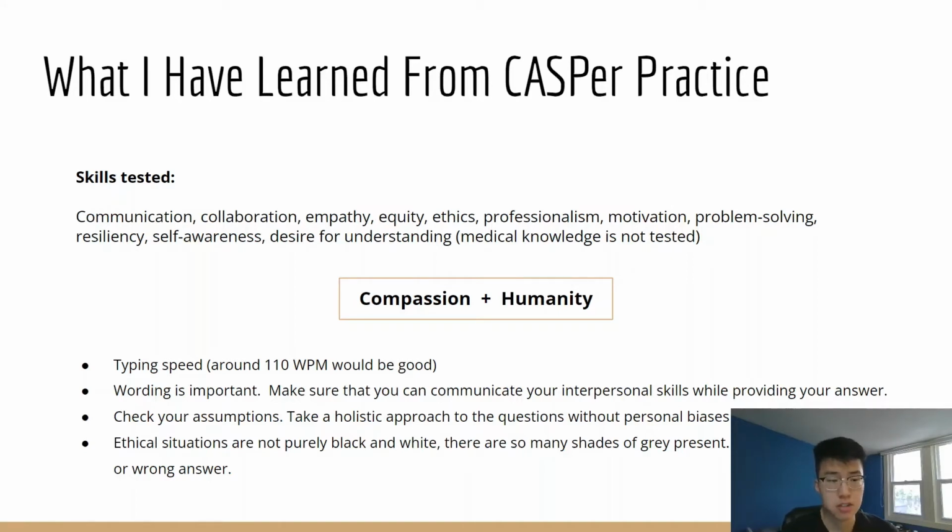Now, some more general tips. Typing speed has to be really fast. Like I said before, 5 minutes is not a lot of time to answer three questions, and each question has to be a pretty decent paragraph size. So around 110 words per minute would be great. I've tested myself in the past couple weeks, and I have been sub 100, like 98, 99 words per minute, which is okay, but I'm definitely going to practice in the next couple months and get that up.